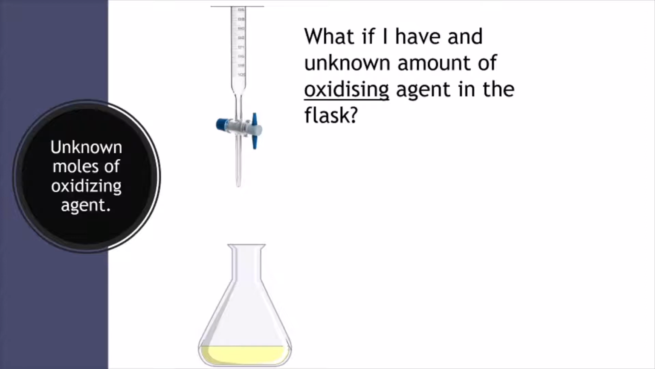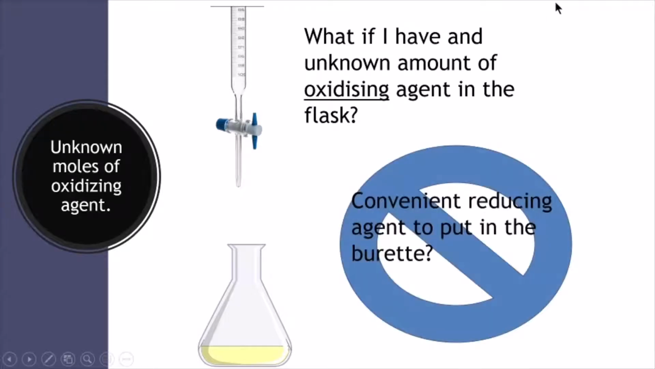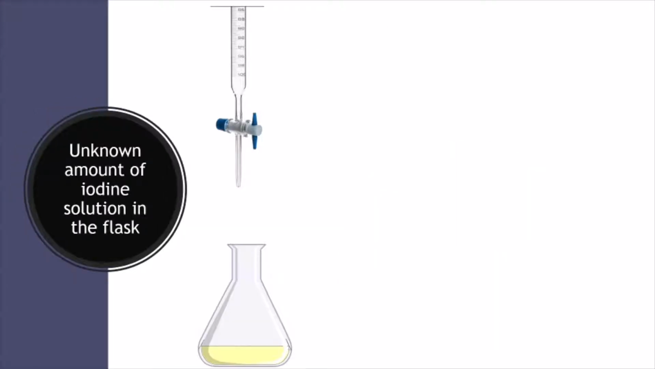What if in my conical flask I've got unknown moles of an oxidizing agent? I'm not quite sure how many moles of oxidizing agent I've got there. And unfortunately, the sad problem is there just isn't a convenient reducing agent to put in the burette. You know, potassium permanganate was great for the burette. It was self-indicating. It was its own catalyst. Okay, there isn't a convenient reducing agent we can put in the burette to titrate against the oxidizing agent in the flask. So let's think about a different problem.